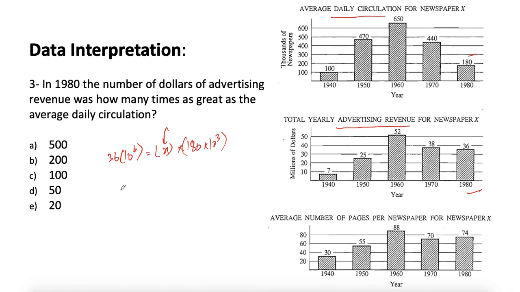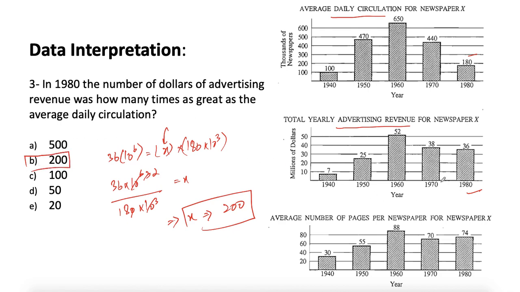So just proceed further, and this will be 36 into 10 raised to power 6 divided by 180 into 10 raised to power 3 is equal to X. This means X will be equal to 3, this will cancel out, this will be 2, and this will again be 2, and the final result is 200. So this means that the total yearly advertising revenue for newspaper X in 1980 is 200 times the average daily circulation for newspaper X in 1980. That's why the answer is option B.